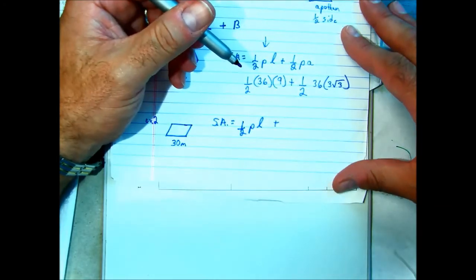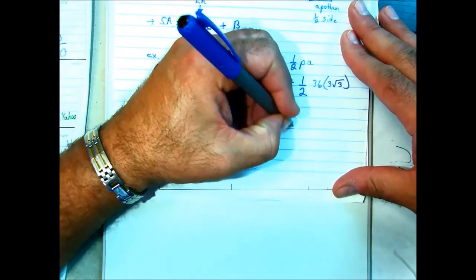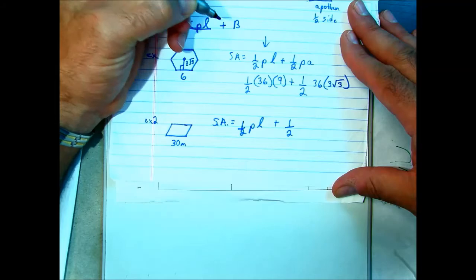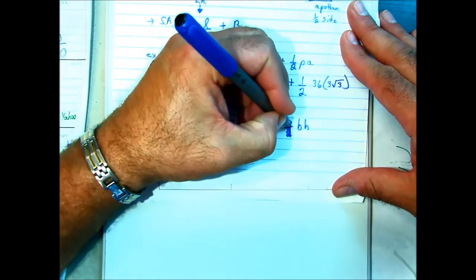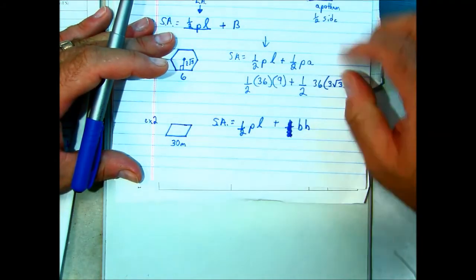And then the second part of that is the 1/2. Oh, it's the area of the base. And in this case, it would be base times height. Notice this is the only base you have. You don't have 2 bases, so it's not 2BH.